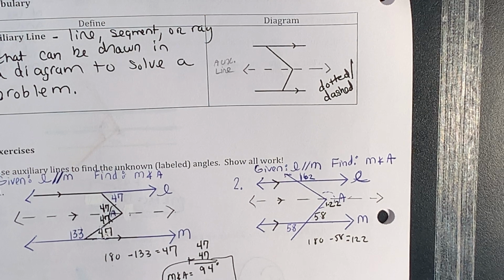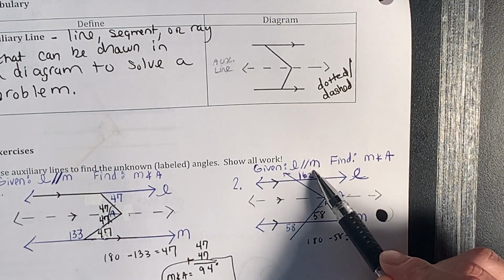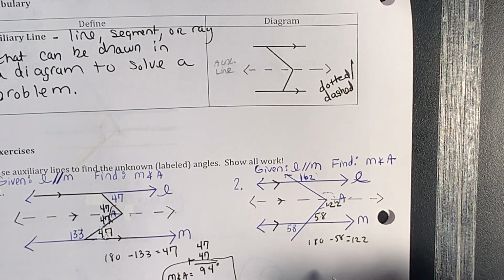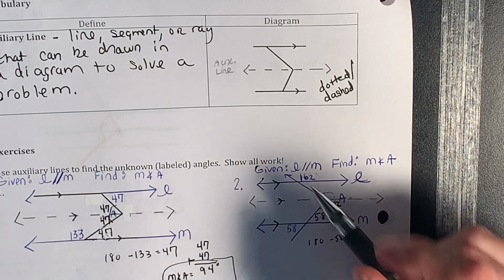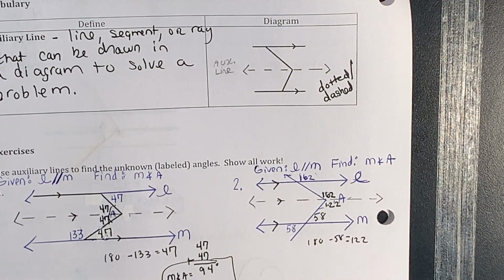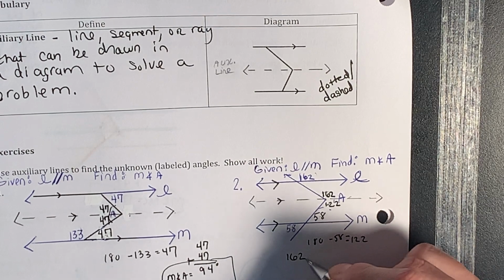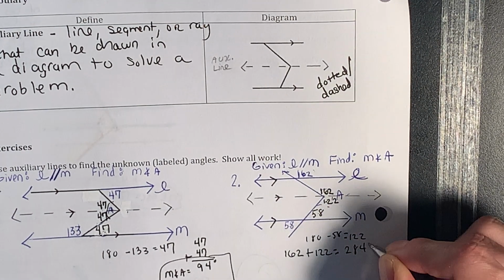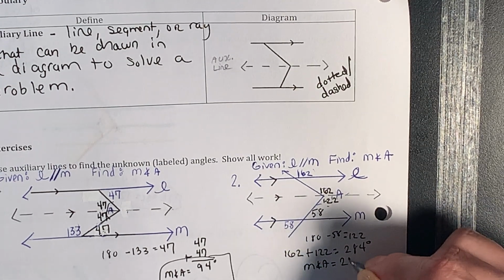Okay, let's see where we can go next. We can look at the top two parallel lines. Now, we have a pair of corresponding angles. So we have this upper angle corresponding with this top portion of A. And what do you know about corresponding angles? Well, we know in fact that corresponding angles are equal. So if this is 162, this also has to be 162. Now, if we want to find the entire measure of angle A, we're going to add up those two parts, 162 plus 122. And we're going to get 284. So the measure of angle A this time is 284 degrees.